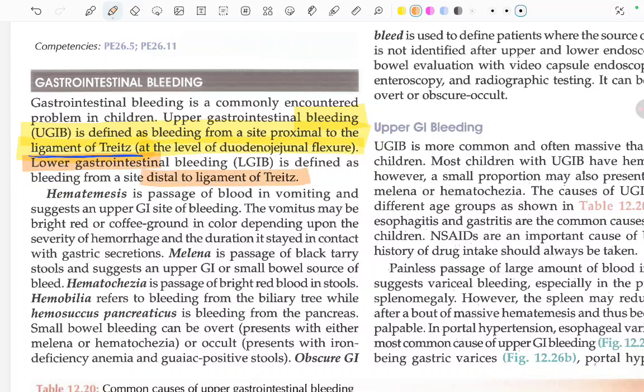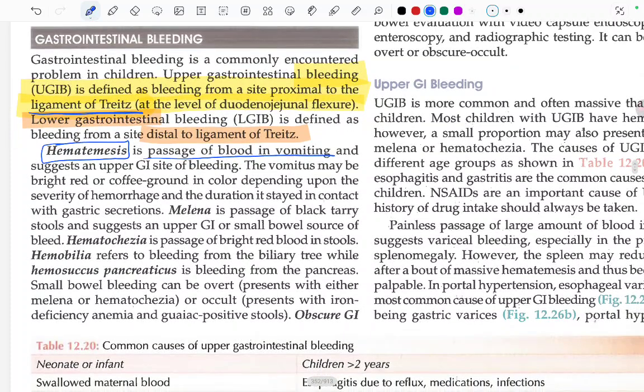Okay. Now coming to the first topic, that is hematemesis. What is hematemesis? It is passage of blood in vomiting and suggests an upper GI site of bleed. The vomitus may be bright red or coffee ground in color. What can be the vomitus color? It can be bright red or coffee ground depending upon the severity of hemorrhage and the duration it stayed in contact with the gastric secretion, right?